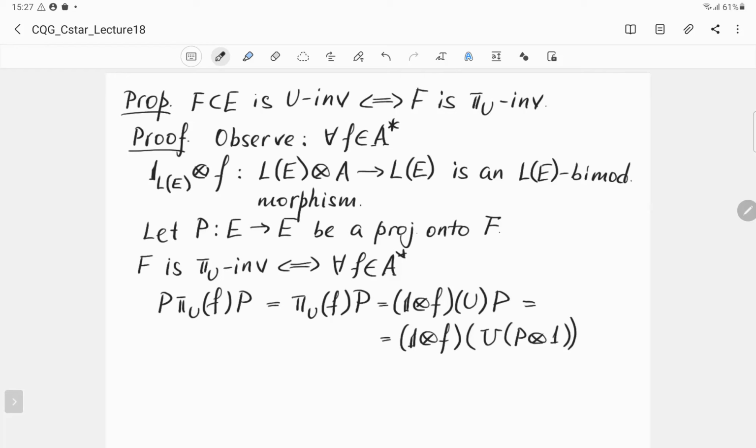The right action of P on the tensor product is given by the right multiplication with P tensor 1. Okay, so this is the right-hand side of our equality, and similarly the left-hand side can be written in the following way. This will be 1 tensor F applied to P tensor 1 U P tensor 1.